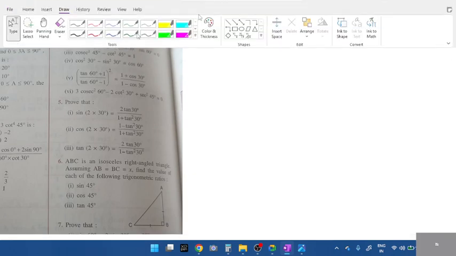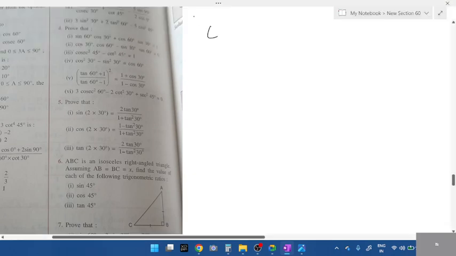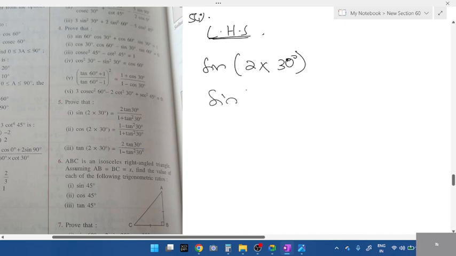Left hand side, we have two parts. Left hand side, what is given? Fifth main first one. Right, LHS. LHS, what's the value given? Sine 2 into 30 degrees. What is 2 into 30? See, you directly can't write 30 here. First multiply 2 into 30. How much is 2 into 30? 60, right? 60. This is how you're supposed to do.